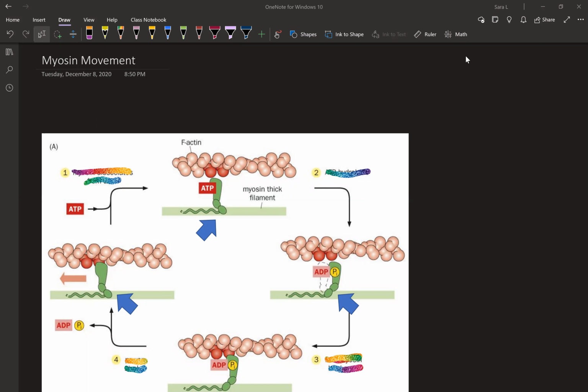In this video, we're going to talk a little about myosin movement and how these thick filaments and these thin filaments actually move to create this muscle contraction that we see.